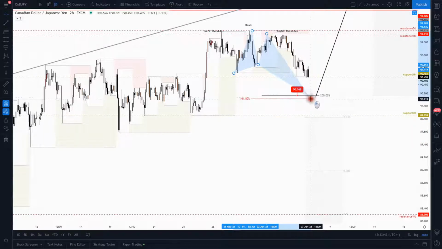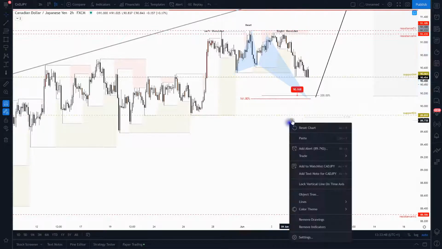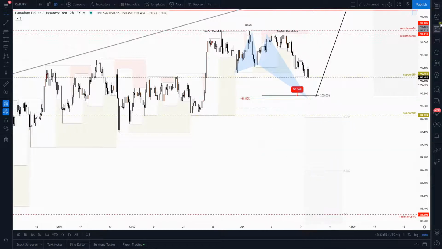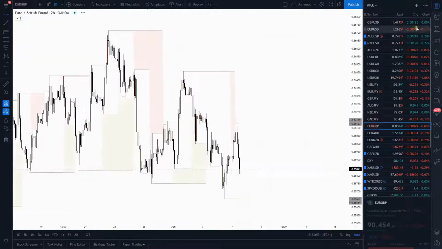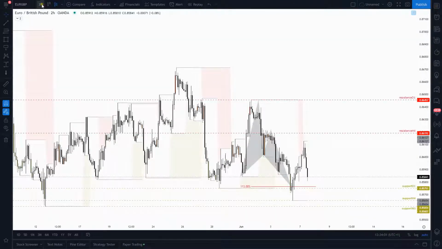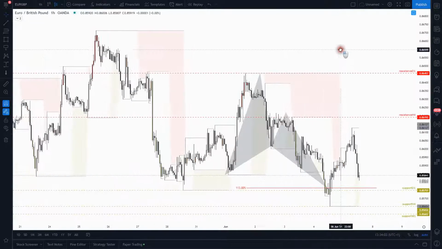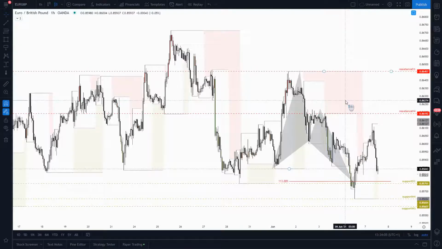But let's pay attention to this price, and even if you don't want to get involved, which is not my objective here, let's observe how the market will react from this price zone if reached. Euro versus the pound. 1 hour time frame chart. I was not expecting this one.